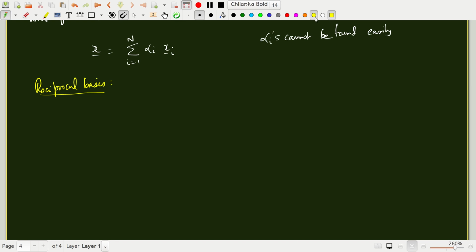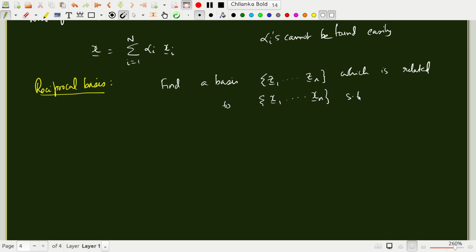What is a reciprocal basis? You construct a basis comprising vectors z1 to zn, which is related to the original basis x1 to xn, such that if I take the inner product of the ith reciprocal basis vector with the jth basis vector of the original basis, I will get delta ij. That is the first reciprocal vector.